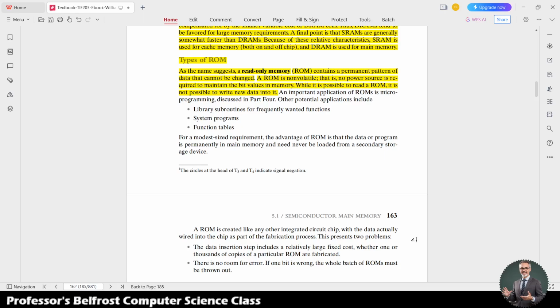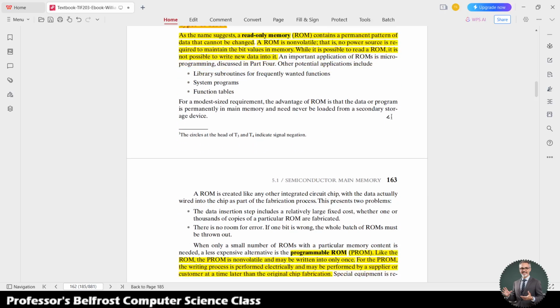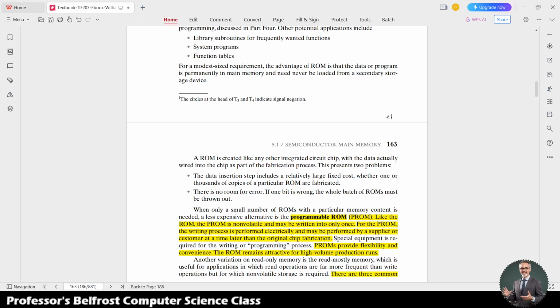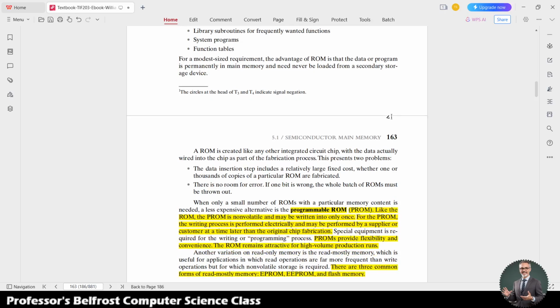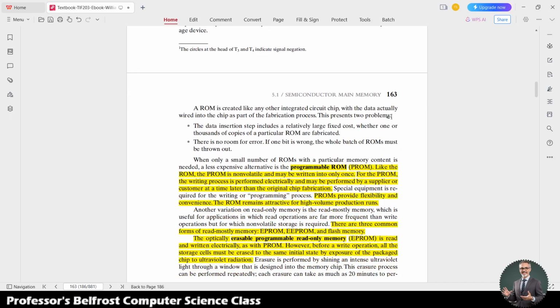As the name suggests, ROM is read-only memory. It contains a permanent pattern of data that cannot be changed because it can only be read. A ROM is non-volatile, meaning we need no power to maintain the bit values in the memory. While it's possible to read a ROM, it's not possible to write new data into it. ROMs are mostly used in microprogramming, but also sometimes in library subroutines, frequently wanted functions, system programs, or even function tables.